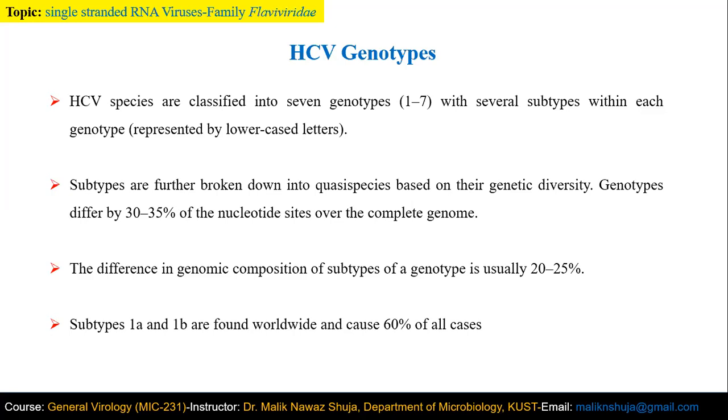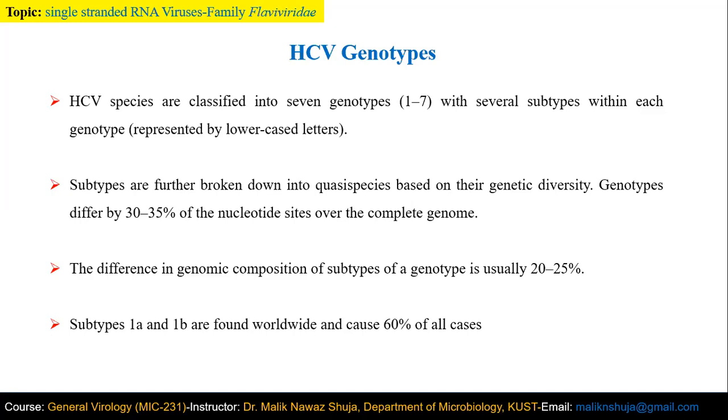It should be noted that the demarcation for a genotype is a 30 to 35% nucleotide difference over the complete sequence. For example, if we have an isolate of HCV and we blast its complete sequence against the complete sequences available in the database, and it shows dissimilarity at the sequence level of 30 to 35%, this isolate will be considered a genotype. On the other hand, if the variation at the nucleotide level is 20 to 25%, we will consider that isolate to be a subtype of the same genotype.